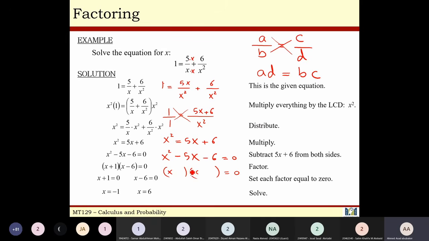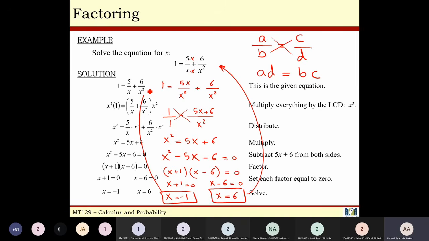Yes, we have plus 1 and negative 6. So x plus 1 equals 0 or x minus 6 equals 0. So we have x equals negative 1 and x equals 6. This is the solution. Substitute 6 and negative 1 in the fraction. We must have denominators not equal to 0. So the solution negative 1 is correct. The solution 6 is also correct because the denominator is not equal to 0.